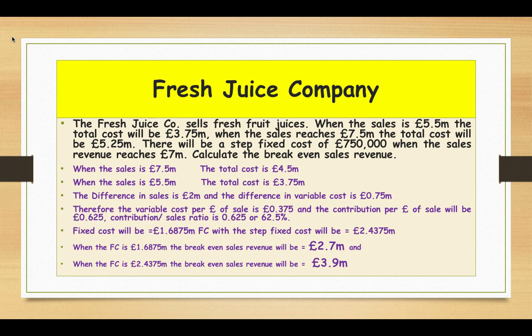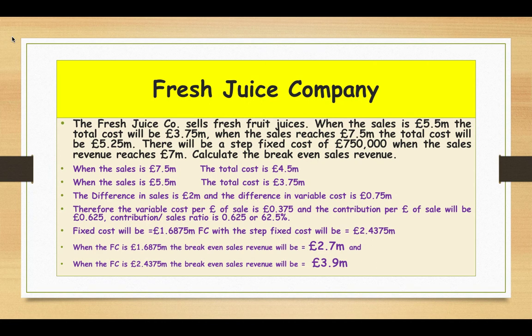Now, we know when there is a step fixed cost, there will be 2 break-even points. So the first fixed cost will be, if you substitute the variable cost, which is 0.375, in one of the lines. So I'm going to take the first line, which is 4.5 million as our total cost, take away the total variable cost, which is 7.5 million, our total sales, multiplied by 0.375.